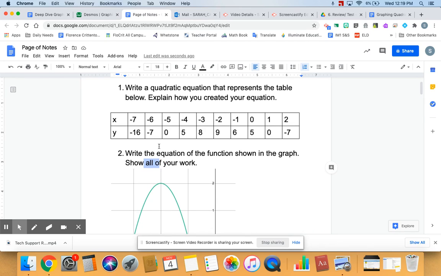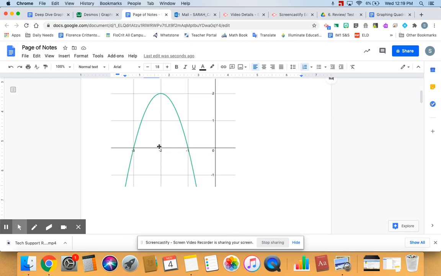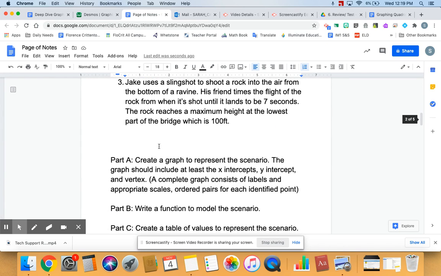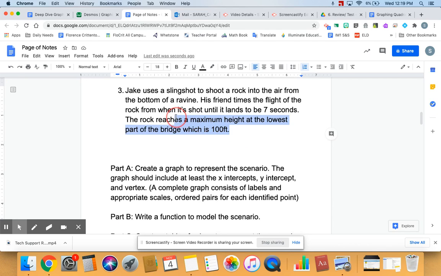Just do the math, and as long as you do all the math to get the equation the way you were taught in the lesson for getting the equation, then you'll be good in both of these. This one is a word problem. He's standing on the ground at 0 height, shooting his slingshot into the air, and it goes up and back down and hits the ground 7 seconds later.